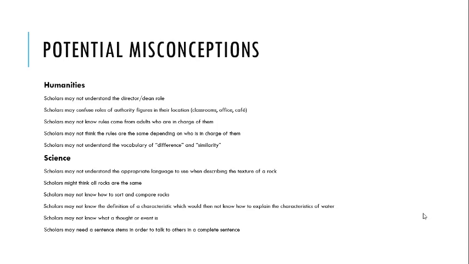For the science misconceptions, scholars may not understand the appropriate language to use when describing the texture of a rock. Scholars might think all rocks are the same. Scholars may not know how to sort and compare rocks. They may not know the definition of a characteristic, which is really important to explain, because without knowing the definition of a characteristic, they will not be able to explain it. They also may not know how to explain the characteristics of water, and scholars may not know what a thought or an event is, so make sure they know that. And also for both humanities and science, whenever scholars are having a discussion, they may need a sentence stem in order to talk to others in a complete sentence.